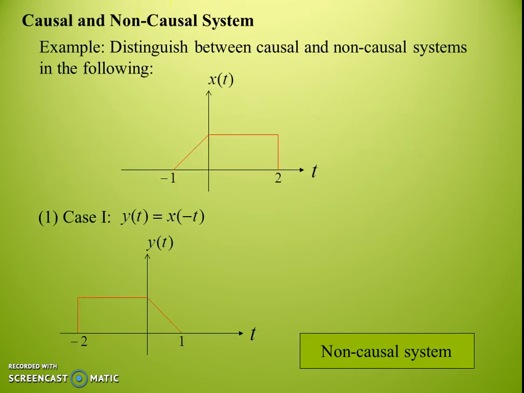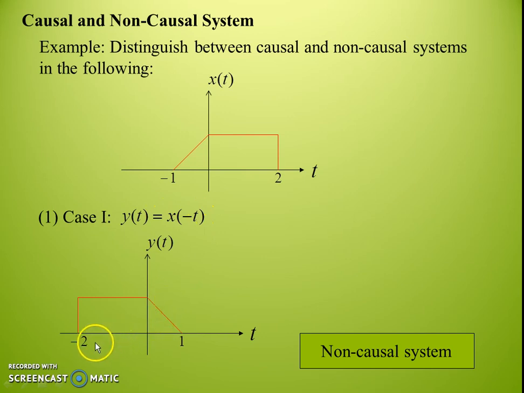Alright, let's try to understand this concept using some of the examples. So a system which possesses causality will be called a causal system, and the other systems will be called non-causal systems. So you can see over here there's one input represented as x of t, which varies from -1 to 2. So case 1 is when the output is the reflected version of x of t.